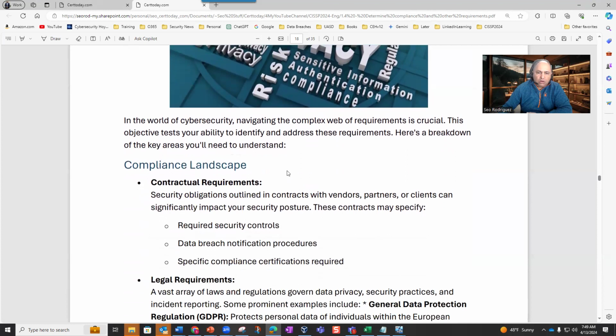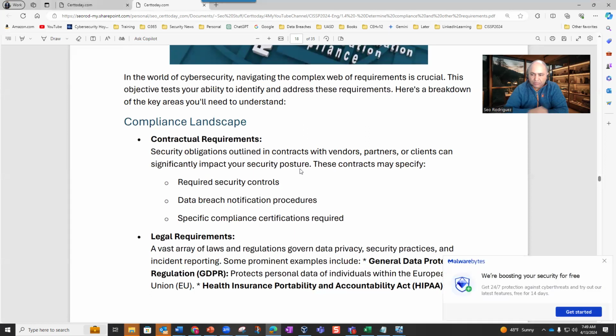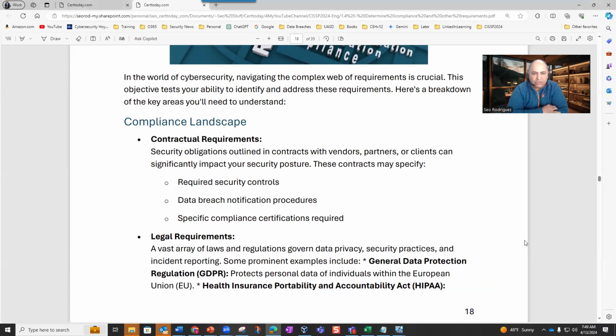In the world of cybersecurity, navigating the complex web of requirements is crucial. This objective tests your ability to identify and address these requirements. So we're going to be talking about this cybersecurity landscape. Contractual requirements: it is important that you read them carefully.